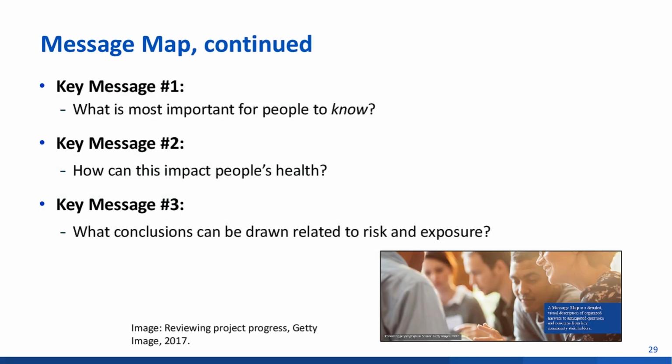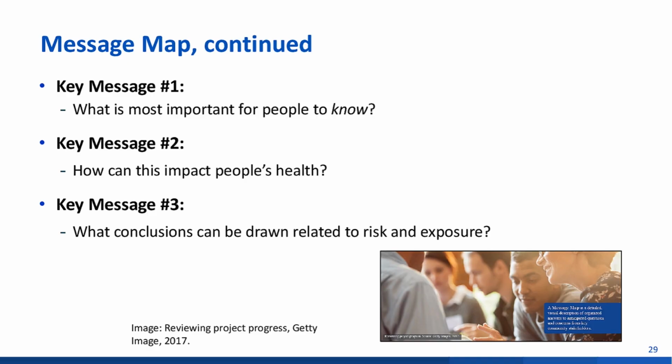Here are some key points to think about when developing key messages. Key message number 1 is, what is most important for people to know? Here we plainly address the issue, such as we did find arsenic in the playground soil. Key message number 2 is, how can this impact people's health? This is usually what most people are concerned about.